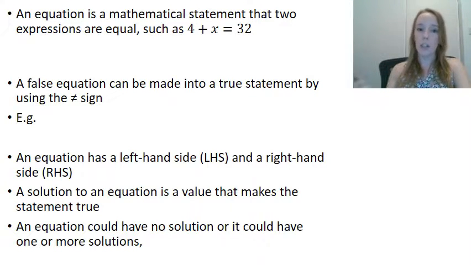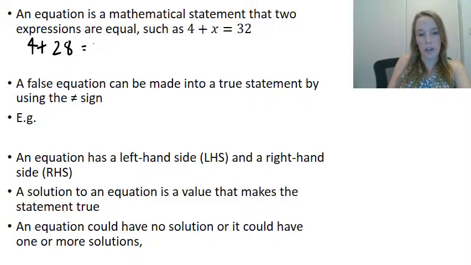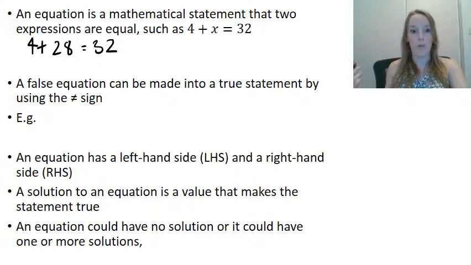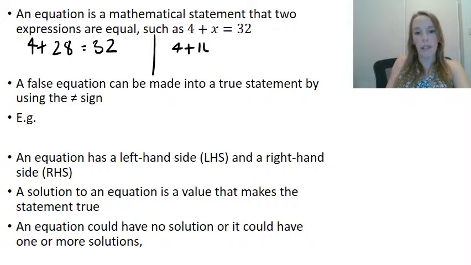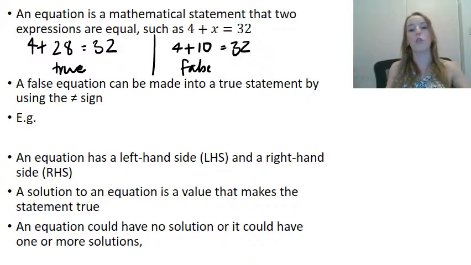Okay, so an equation is just a mathematical statement that two expressions are equal. For instance, 4 plus x equals 32 is an equation. Now this equation can be true or false. If x was 28, so if we had 4 plus 28 equals 32, that equation would be true. But that equation would be false if we said something else. If we said x equaled 10, so we had 4 plus 10 equals 32, that would be a false equation. Sorry, this is the true one. So you can see there that equations can be true or false.